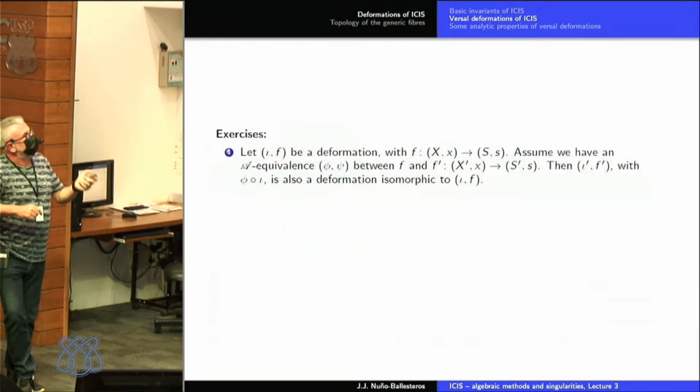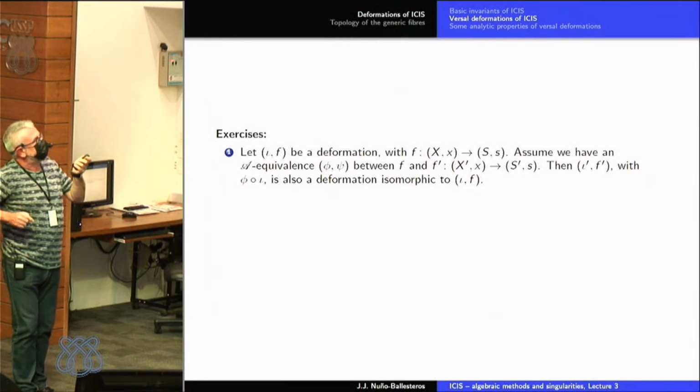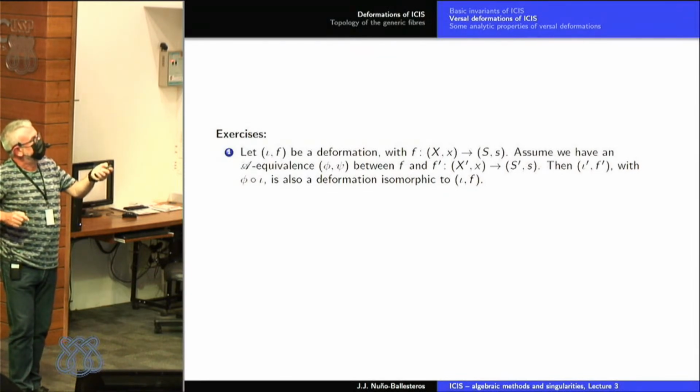So let's go for the final part of this. Here there are some exercises. So the first exercise is that if you have any deformation, then you can construct new deformations which are isomorphic just by taking A equivalences. So if you have any A equivalence given by a pair phi psi between F and F prime, then you can construct a new deformation which is isomorphic to the first one, okay?